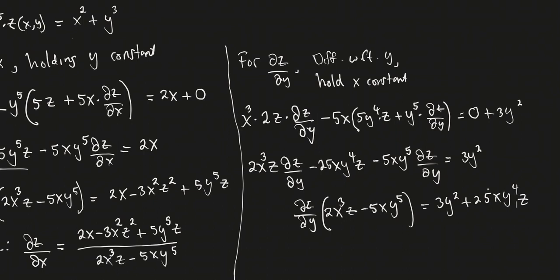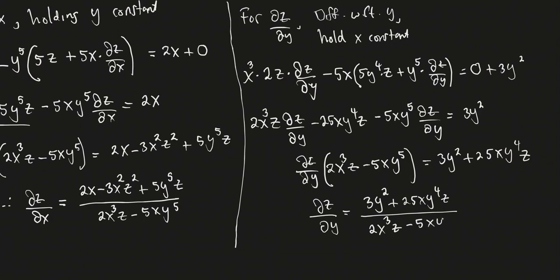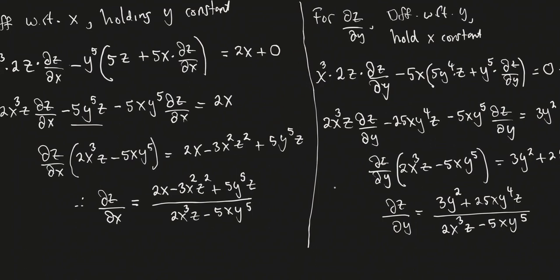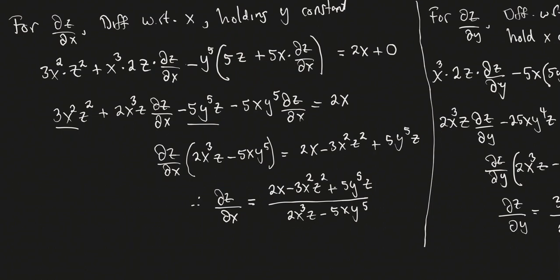And then our last step is to divide both sides by what's in the parentheses. And then we now have our partial of our surface with respect to y. So it's 3y squared plus 25xy to the fourth z over the quantity 2x cubed z minus 5xy to the fifth, right? And that is the formal process for doing the partial differentiation implicitly.